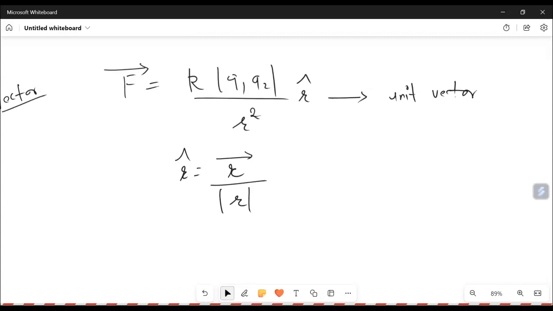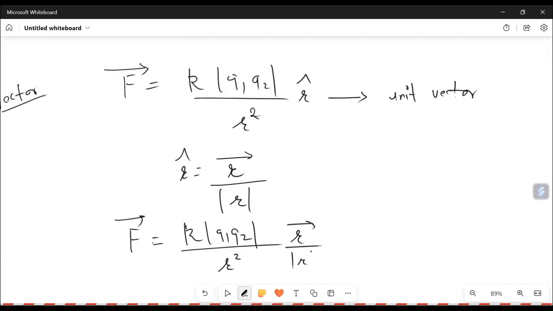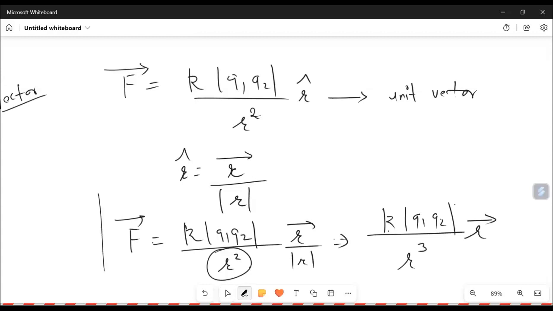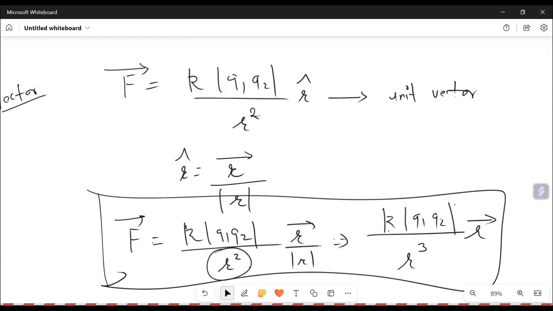So this formula will become F vector equals K Q1 Q2 by R square times R vector divided by magnitude of R. This is also magnitude, this is also magnitude. So it will become K Q1 Q2 divided by R cube and R vector. So this is the vector form of Coulomb's law. It is kind of similar to the gravitational law.